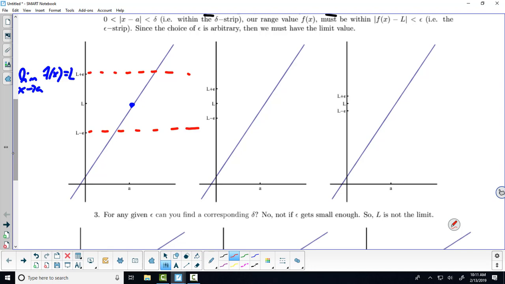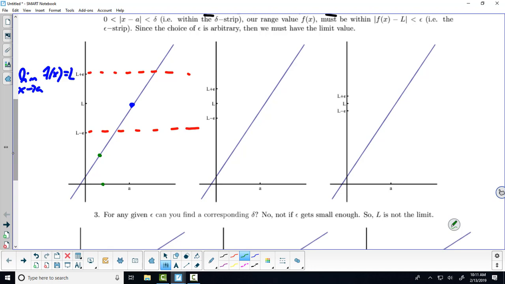Okay? Well, the question is, where do I have to pick x values so that when I plug the x values into the function, it guarantees that the y values are in the red strip? Okay? So for example, if I pick this x value right here and plugged it into the function, does that put me within my epsilon strip? No. What's the issue? I didn't pick an x value close enough to a to be within that delta strip.